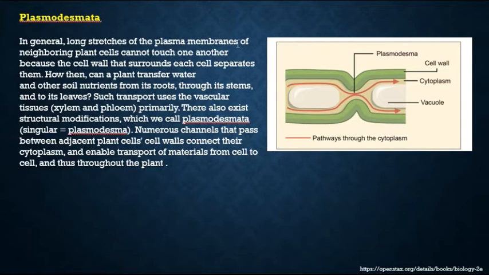Long stretches of plasma membrane of neighboring plant cells cannot touch one another because the cell wall surrounds each of them. How then can a plant transfer water and other nutrients from its roots to its stem and to its leaves? Such transport uses the vascular system primarily, but there also exist structural modifications which we call plasmodesmata. These are numerous channels that pass between adjacent plant cell walls, connect their cytoplasm, and enable transport of materials from cell to cell and throughout the plant, like this. This is the path through the cytoplasm. This is the junction which is called plasmodesmata.